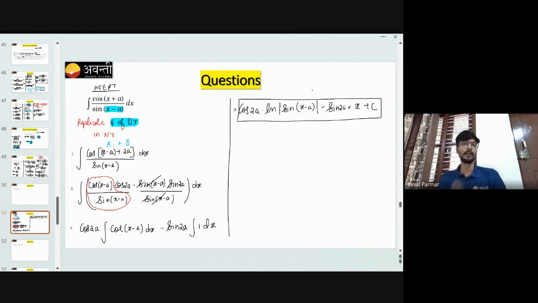So simple. Got it? So what should you remember in these types of questions? That we have to replicate the angle of the denominator in the numerator. If you do so, then use compound angles and then the integration will be easy.